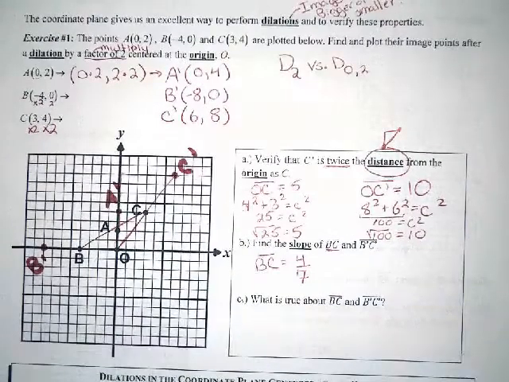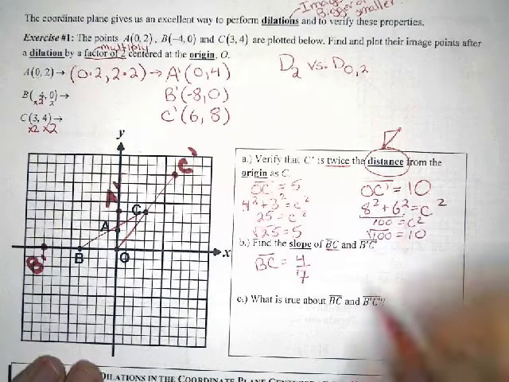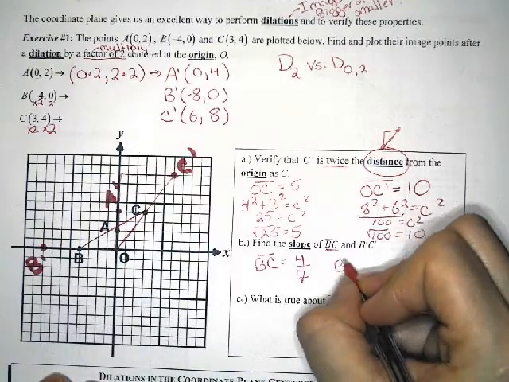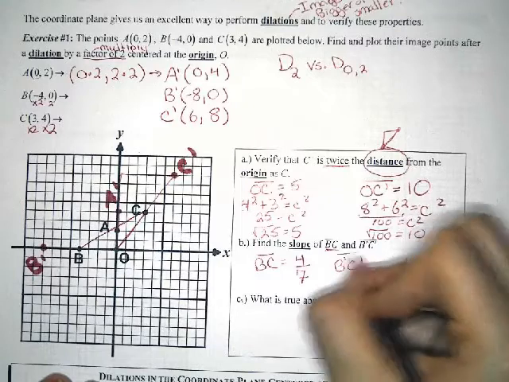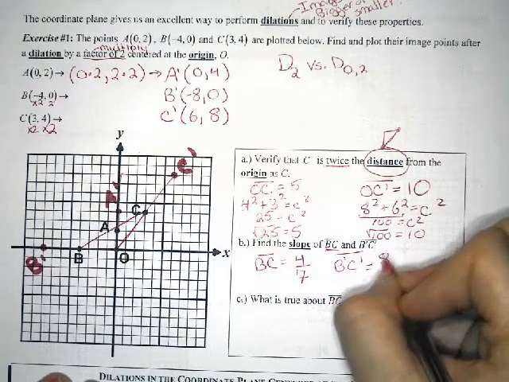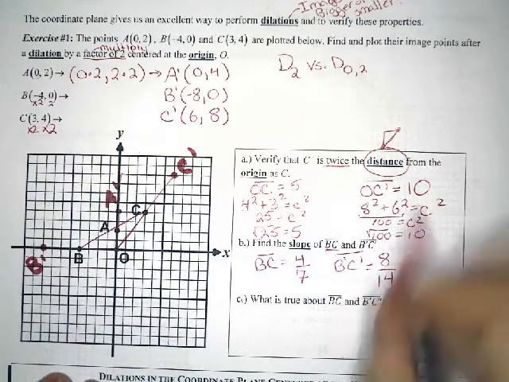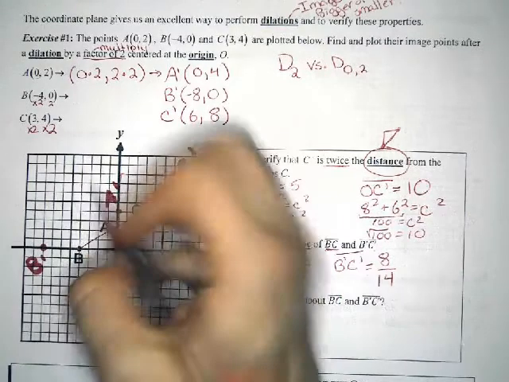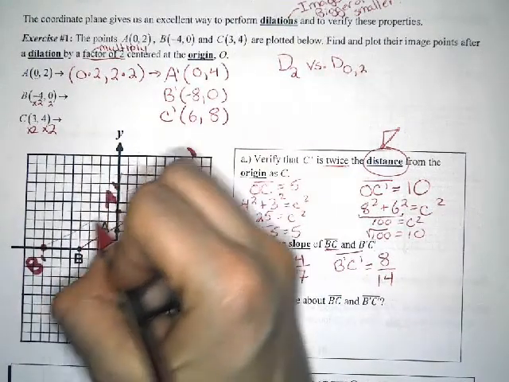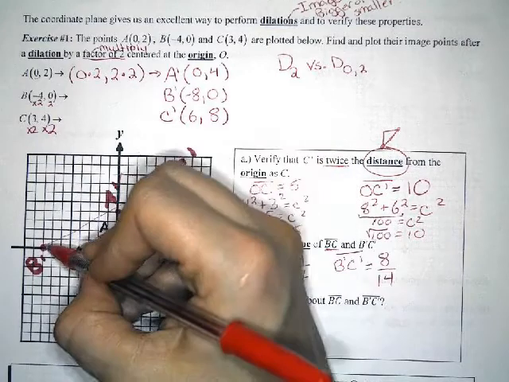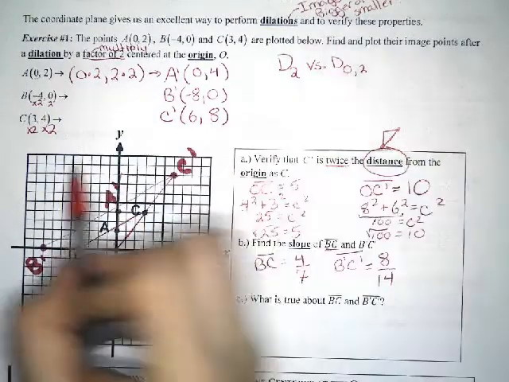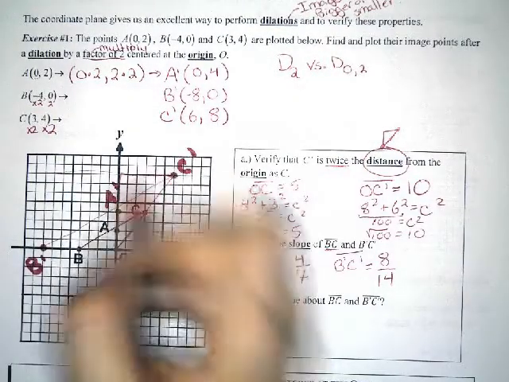Now remember, we multiplied by 2. So chances are the slope's going to also multiply by 2 as well. So now if I did this correctly, I should get 8 over 14 if I connect from B prime to C prime. So let's take a look at that. If I connect from B prime to C prime, I'm going to calculate my rise, and I'm going to calculate my run. So let's rise.